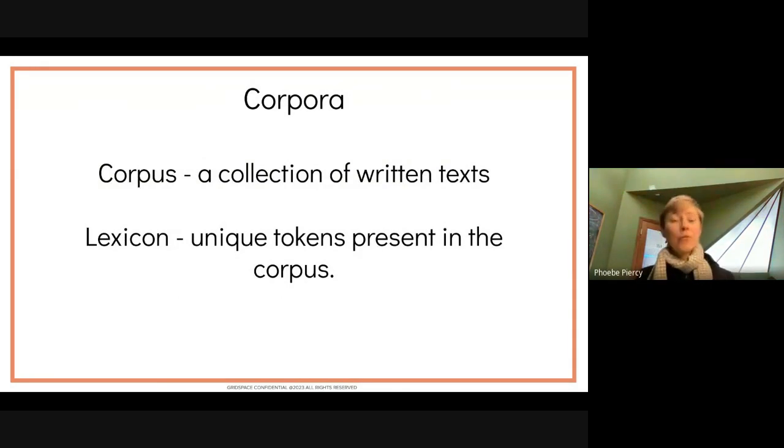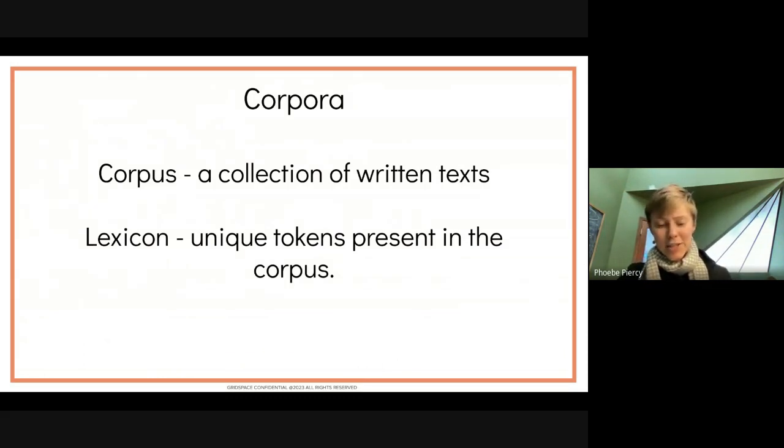But a few more definitions. We're now getting into how we actually treat these collections of words in NLP. So we have a corpus, which is our collection of written texts, if we're working with written texts. At Gridspace, we work a lot with audio. So for us, this might be a collection of audio files containing speech. Within our corpus, we are going to have a lexicon. This is your vocabulary, your dictionary.